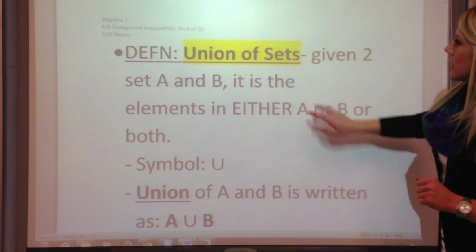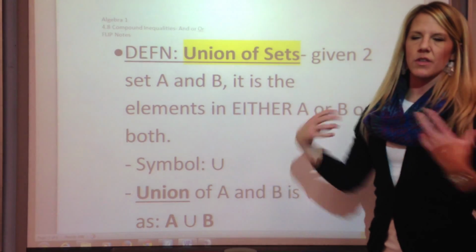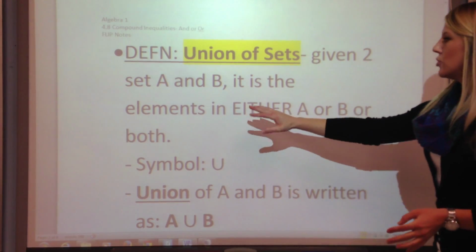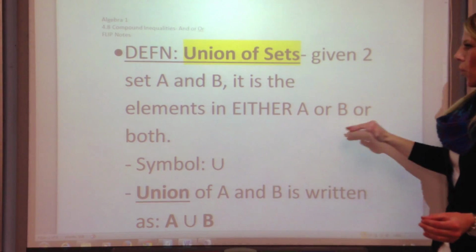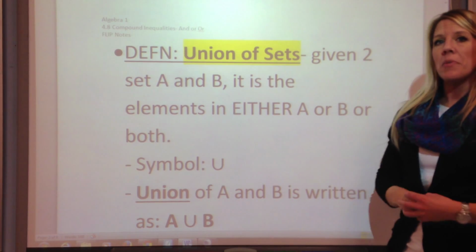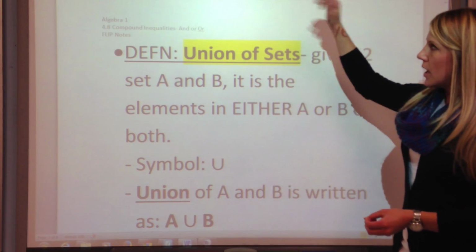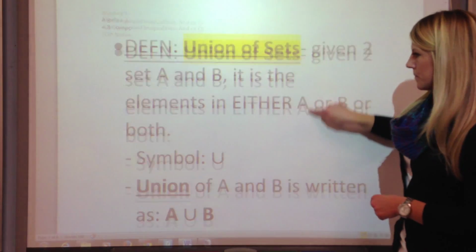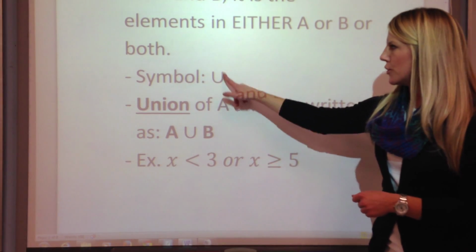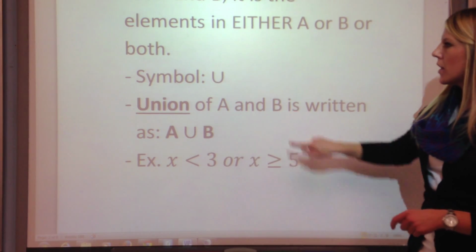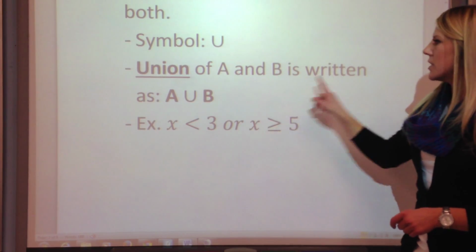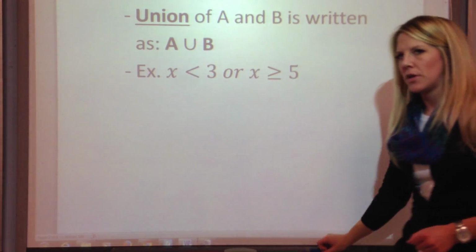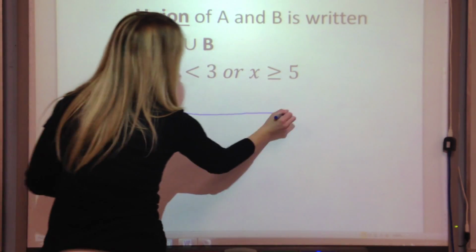So what about the union of sets? Two different sets, so think two different solution sets for us at this point. And it's the elements of the solutions in either A or B or both. But this one, think either. Intersection, think overlap, where do they intersect? Union, think either. So the symbol is basically a U. Notice we don't have a little stem hanging off. So the union of A and B is written as A union B. So what does that look like graphically on a number line?